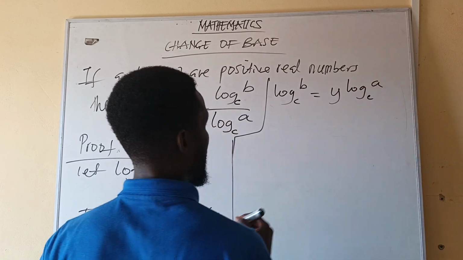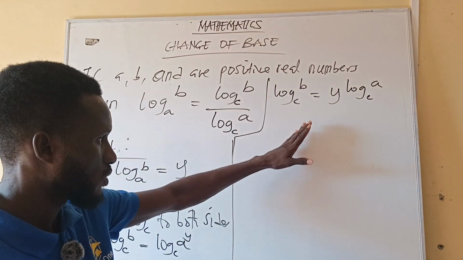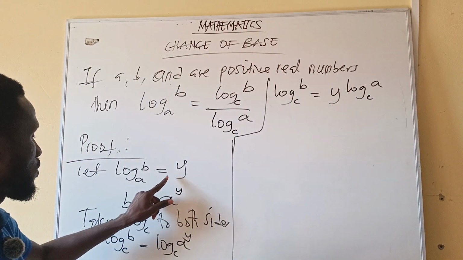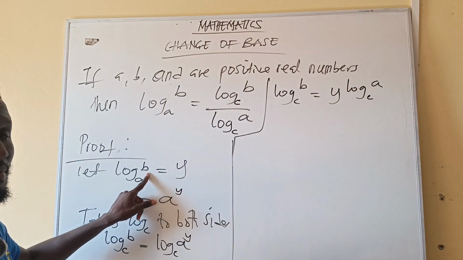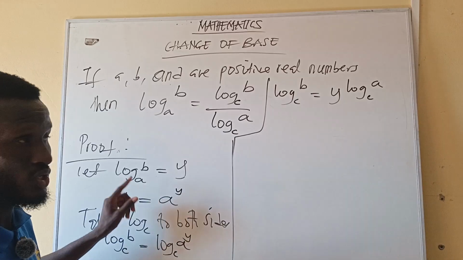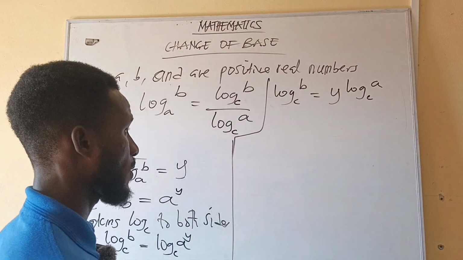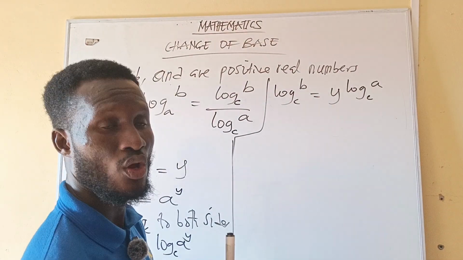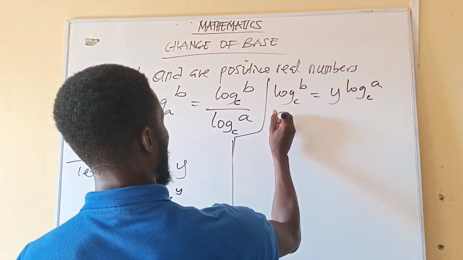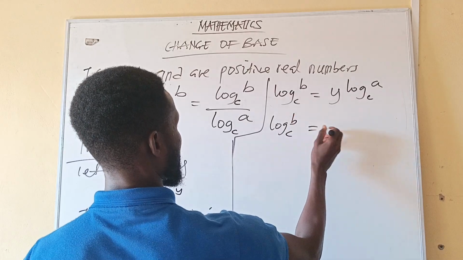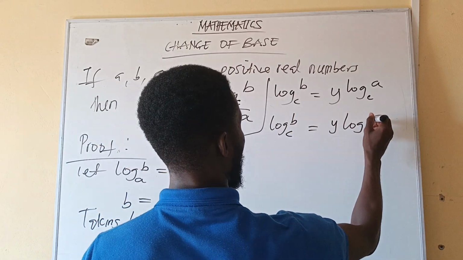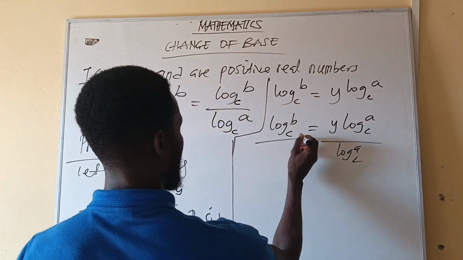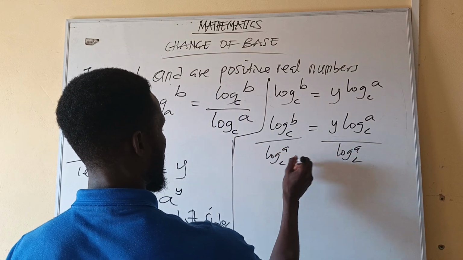log a base c. Now at this particular point, what I'm going to look for is the y, because y is equal to log b base a. Now how can I get the y here? I need to divide both sides by anything attached to the y, which is log a base c. So I'm going to have log of b base c is equal to y log of a base c. Divide this one by log a base c, divide this one by log a base c.